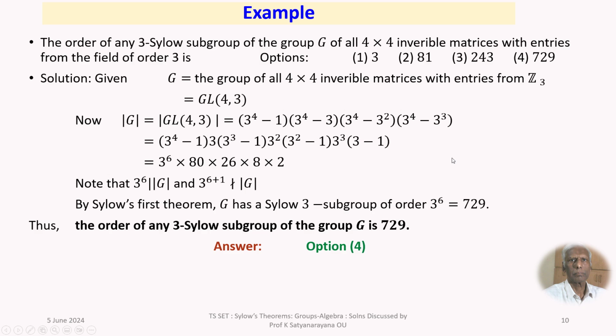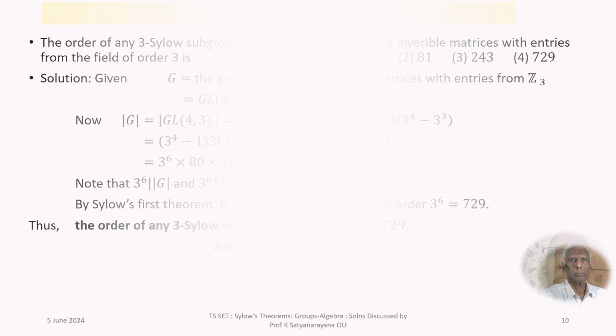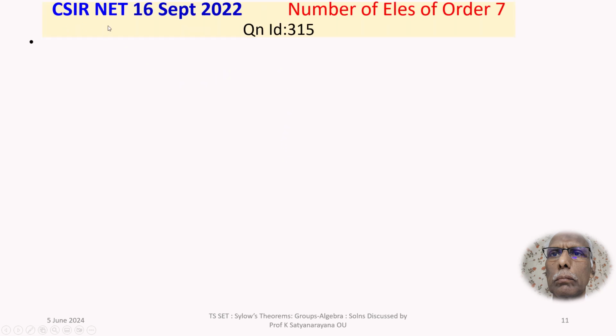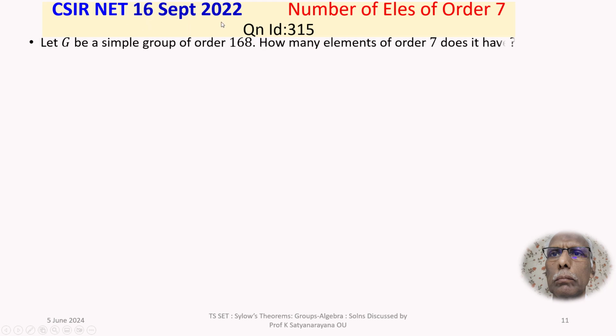So, that is the detailed discussion of this question. Now, let's move to the question that has come in the CSIR NET 16 September 2022 exam. This is about the number of elements of order 7, and this question bears question ID 315 under section B.